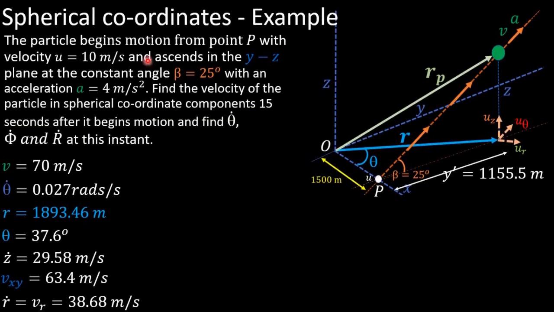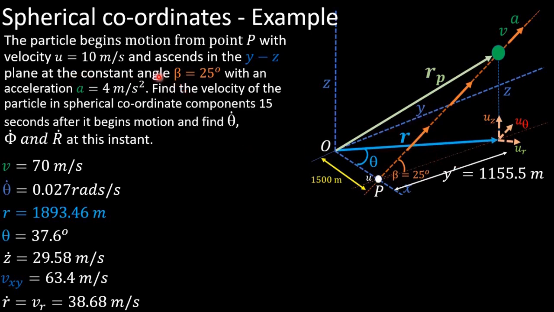So let's do our example for spherical coordinates. We're looking at the same sort of example, but the question is slightly different. The particle begins motion from point P down here with velocity u equals 10 meters per second. That is the velocity it had at this point P, and ascends the YZ plane. Again, there's the Z axis, there's the Y axis. So the particle is moving in the ZY plane at the constant angle beta equals 25 degrees. The angle beta here is the angle between the path the particle has taken and this line here, which lies on the XY plane and is parallel to Y.